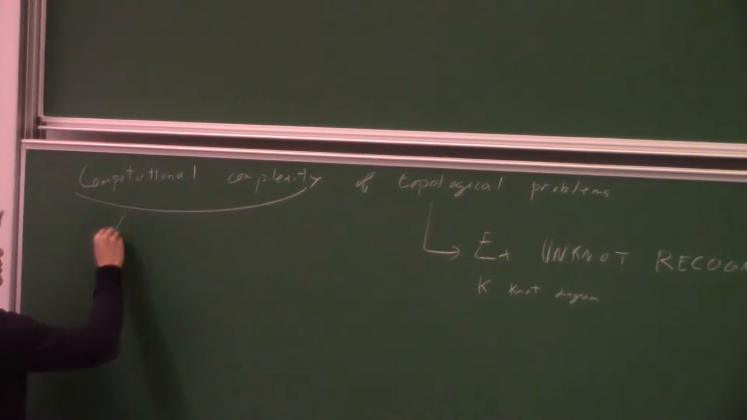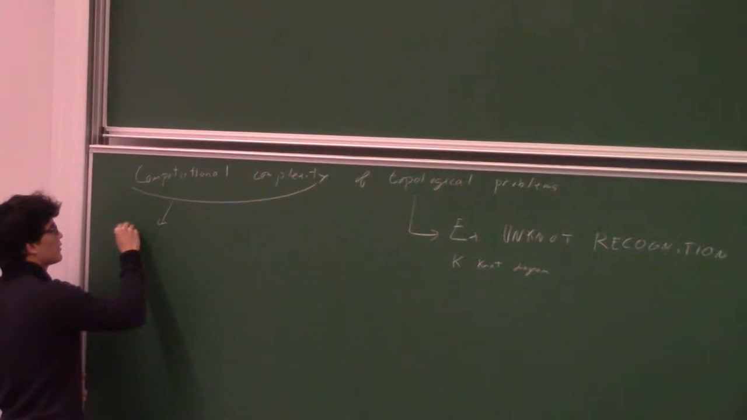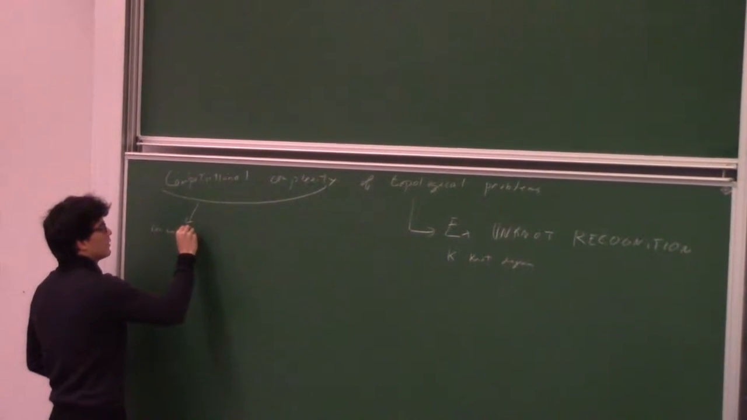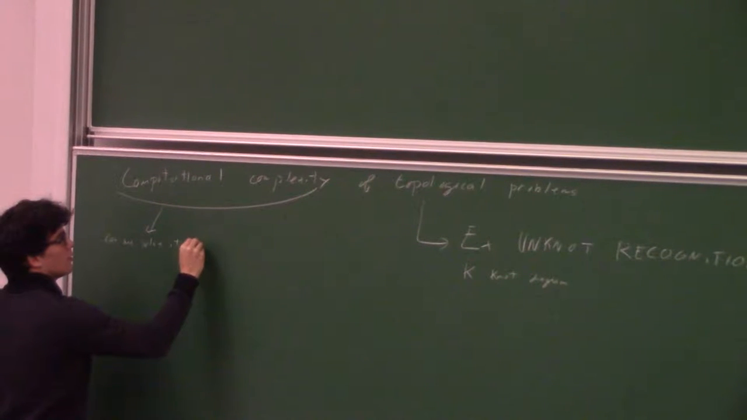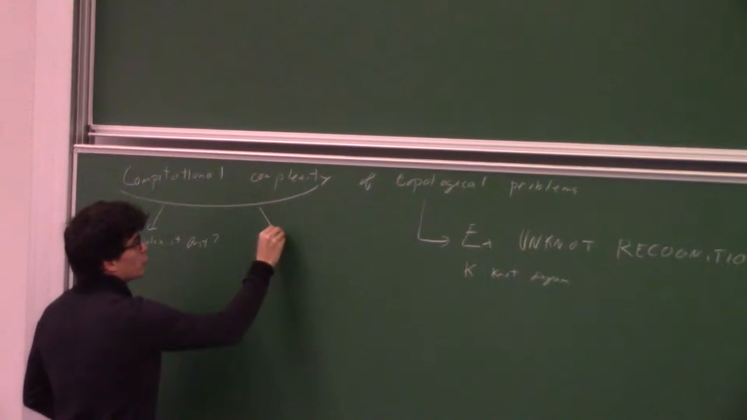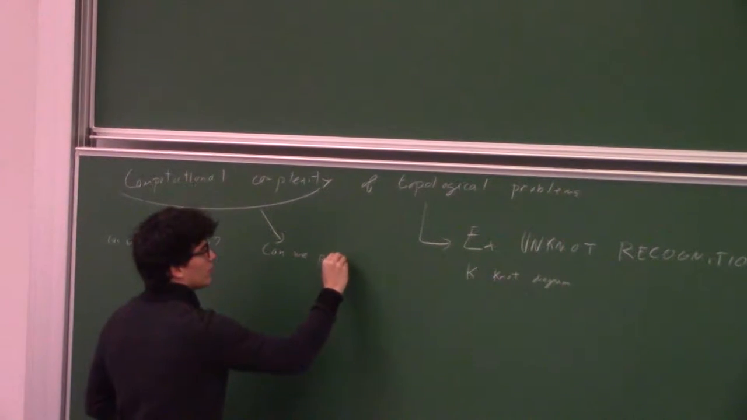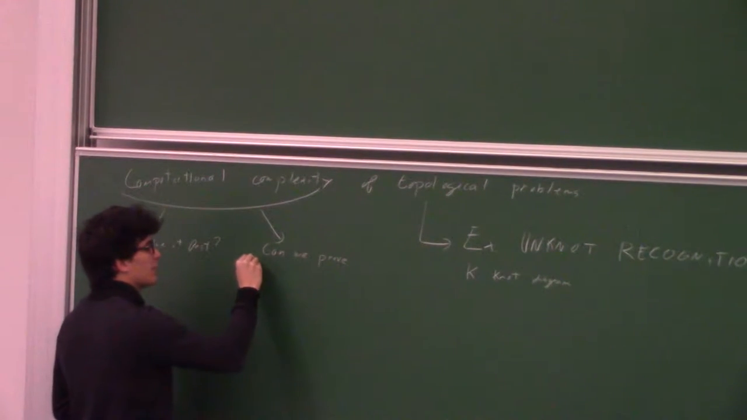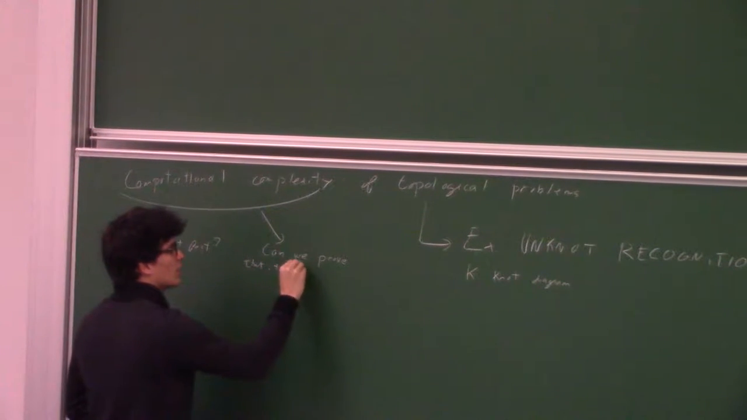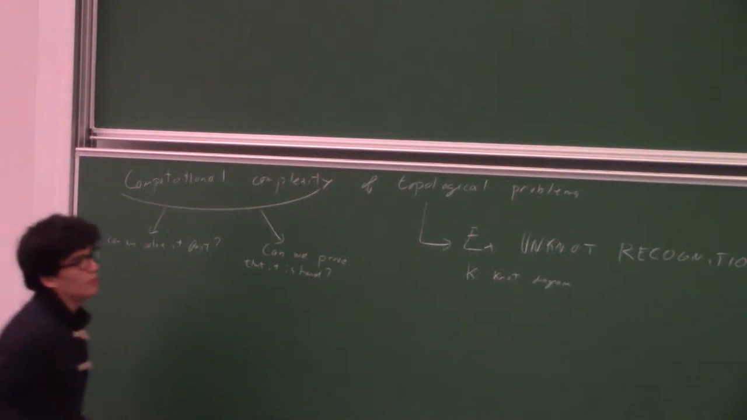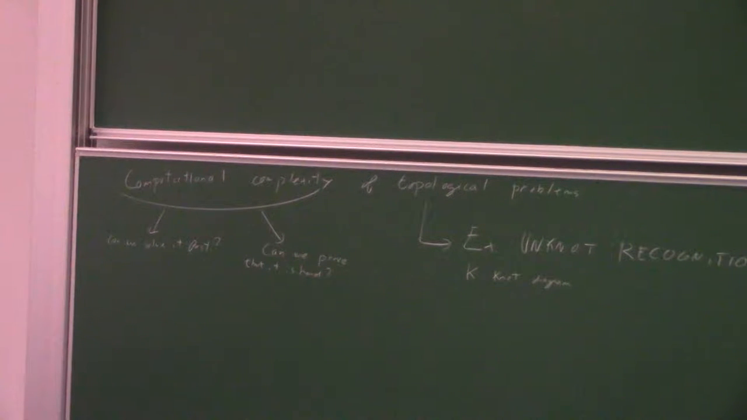So one question is, can we solve it fast with a computer? And if not, can we prove that we cannot solve it fast? In other words, can we prove that it is hard? And part of my talk today is to show two problems based on embeddings in three dimensions for which we can prove that they're hard. And there are not that many problems for which we can do that in topology.